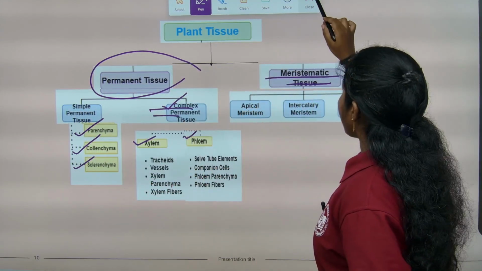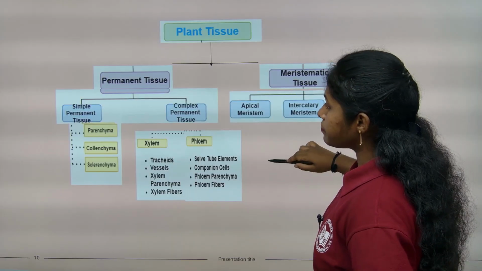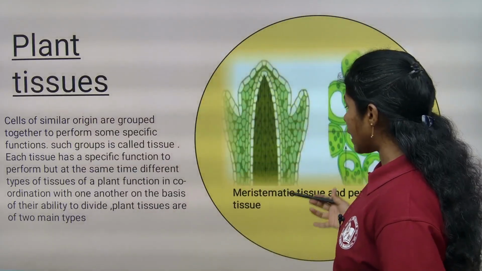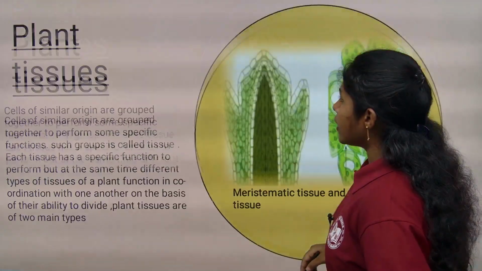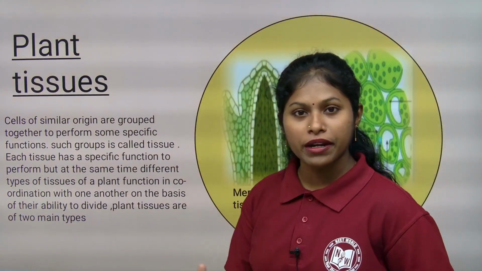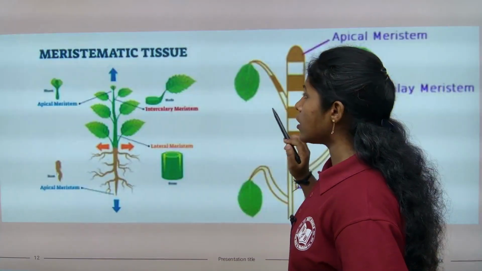So let's quickly recap yesterday's session. Plant tissues are of two types. One is meristematic tissue and another one is permanent tissue. What are the characteristic features of the meristematic tissue, children? Does it have intercellular spaces?